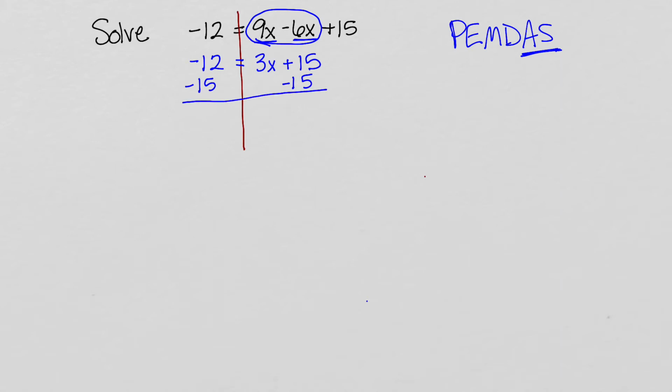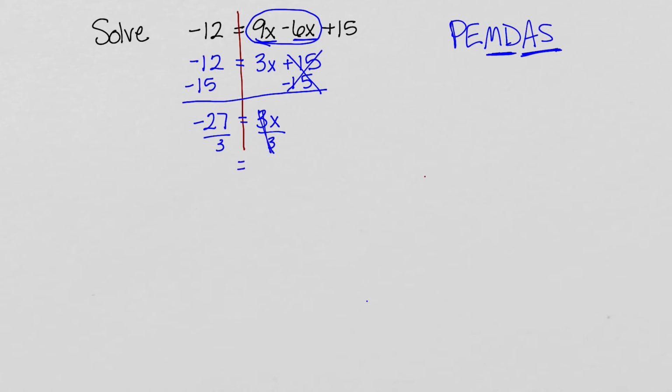Okay, so on the left, I have negative 27 equals 3x. Positive 15 minus 15 is 0, so that's gone. Now I still have x, but I have this 3 multiplying it, okay? So now I'm going to divide by 3. And again, that's our next step. We're either going to multiply or divide if it's needed, okay?